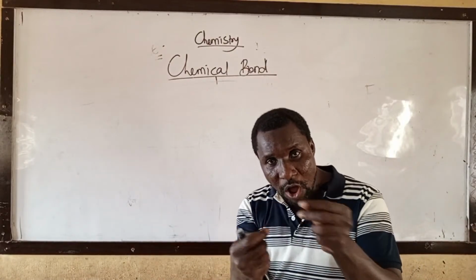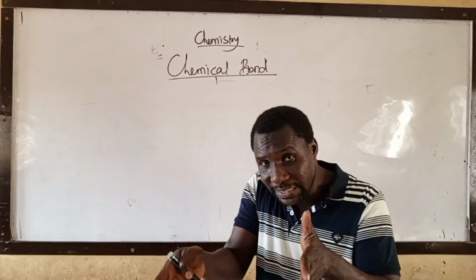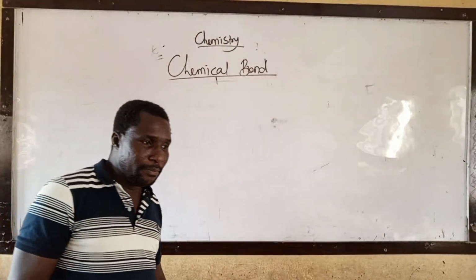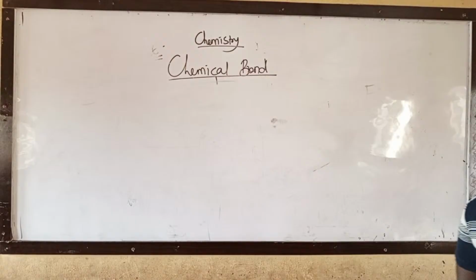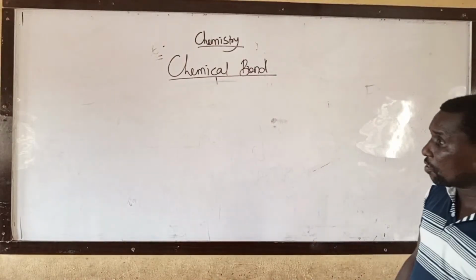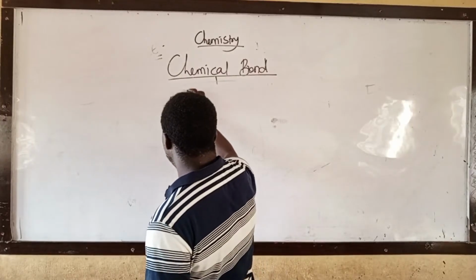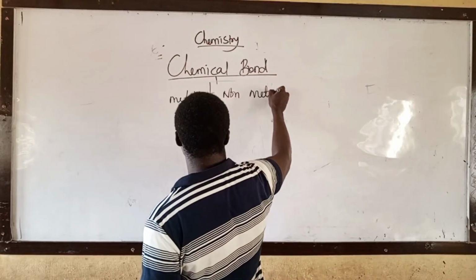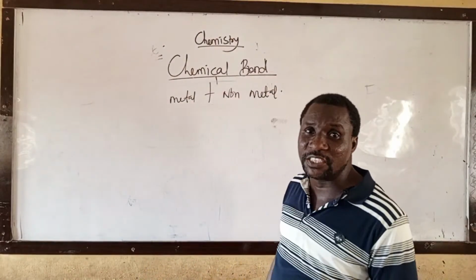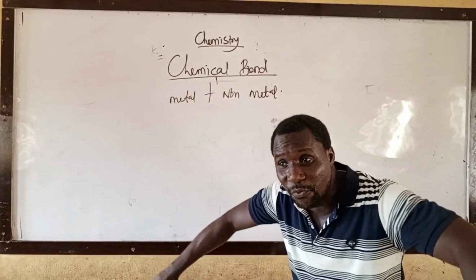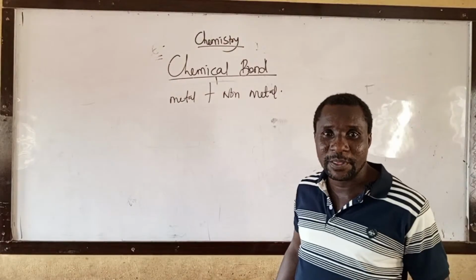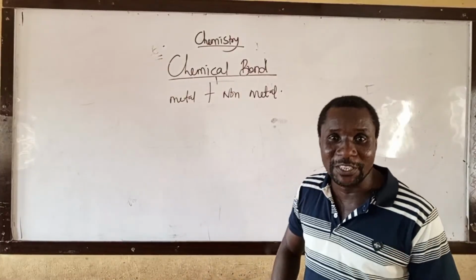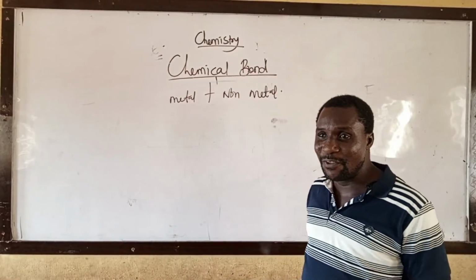Electrovalent bond occurs between what? Metals and non-metals. Write it down. Electrovalent bond occurs between metal and non-metal. That is where you have metal reacting with non-metal. The bond that will be formed is electrovalent bond. When you have metal combining with non-metal, the bond that will be formed is electrovalent bond. Are you following?